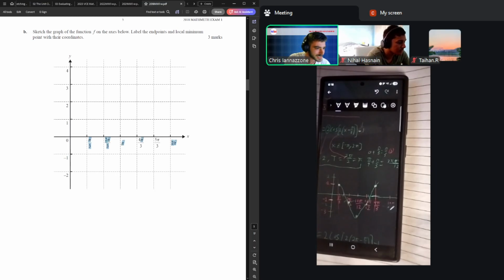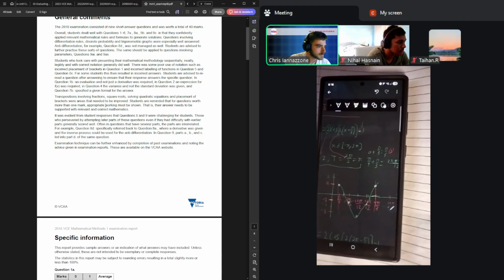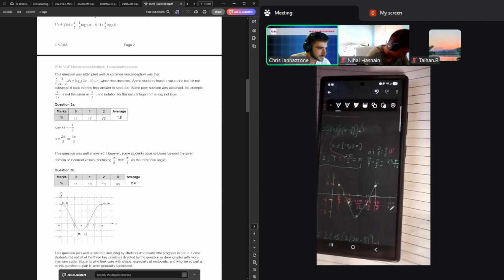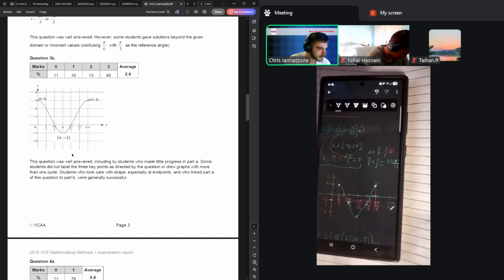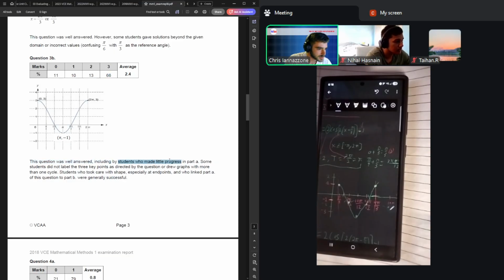They got the scaling laid out for you, so that's another thing to help out. Let's see where the marking scheme went. So this was part B of question 3. Question was well answered, so most people got the 3 marks. Some students did not label the 3 key points. Students took care of the shape.